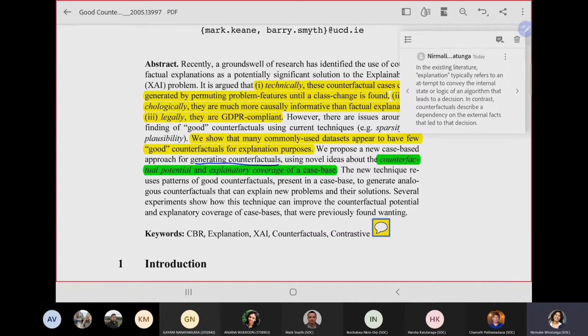So one thing that is specific about the counterfactual when you look at the literature on explanation is that explanation typically refers to an attempt to convey the internal state. They don't attempt to convey the internal state or logic of an algorithm that leads to a decision, but what a counterfactual describes is the dependency on the external facts that led to that decision. So this idea is slightly different from other explainers.